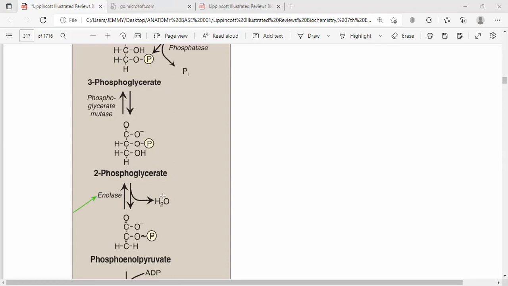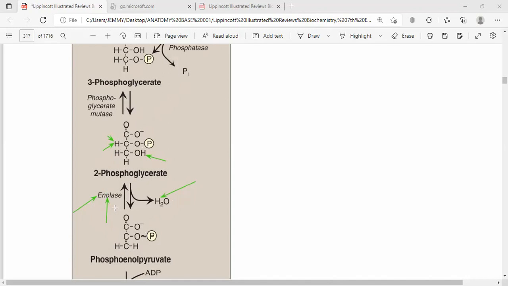We remove water. Where are these elements of water coming from? They are coming from this hydrogen and this hydroxide group, they give you water. This reaction is catalyzed by enolase.